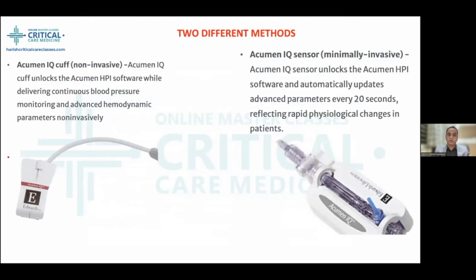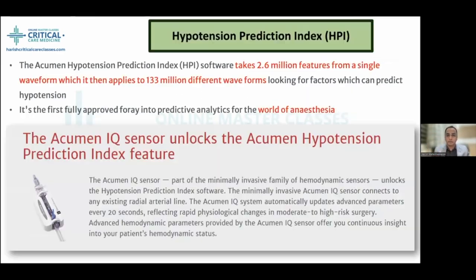We have two different methods. One is the non-invasive method, the Acumen IQ cuff, which has an incorporated algorithm to give the hypotension prediction index. And we have a minimally invasive device where the patient has a radial arterial cannula, and we can use the Acumen IQ sensor. This unlocks the Acumen hypotension prediction index software, which automatically updates advanced parameters every 20 seconds, reflecting the rapid physiological changes in the patient. Basically it gives a value every 20 seconds, but for us the monitor shows a continuous value of the hypotension prediction index.